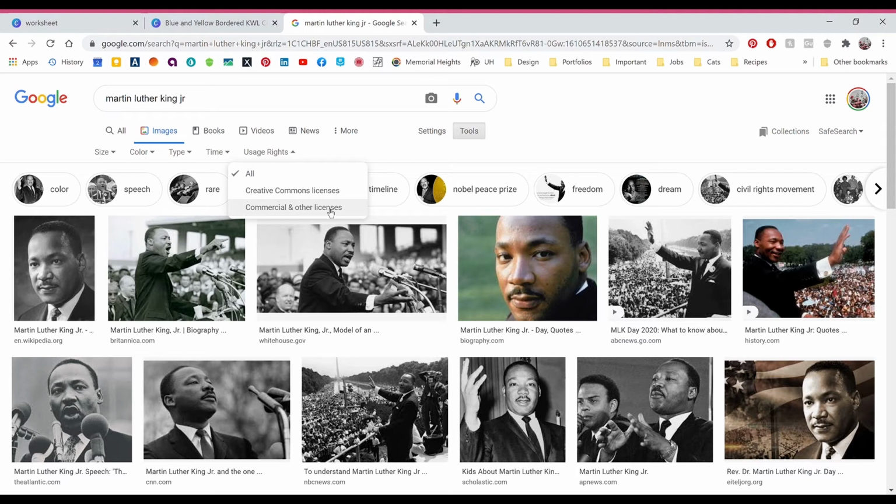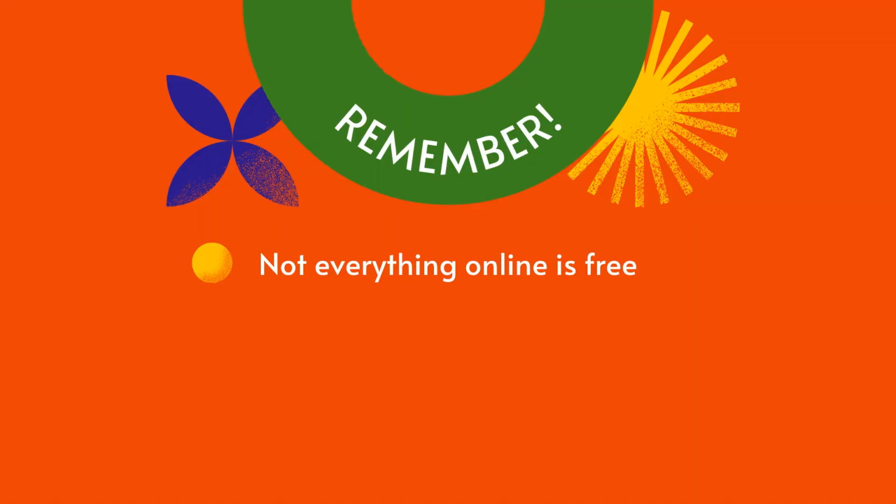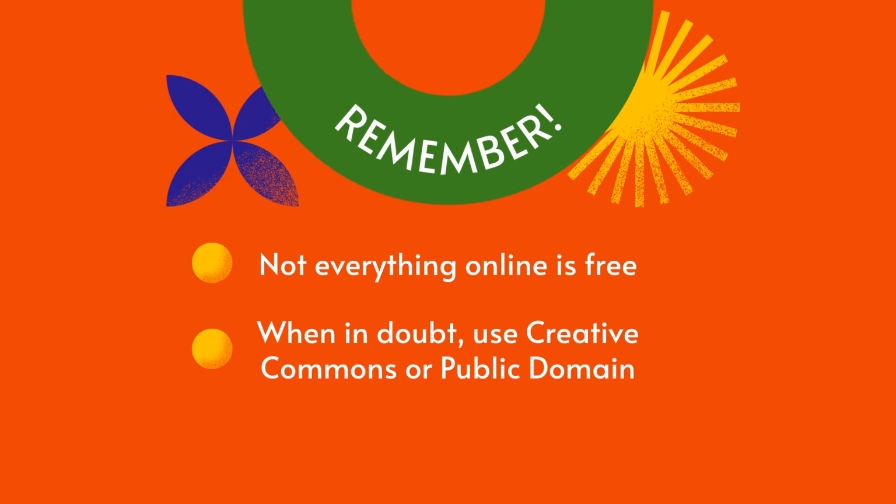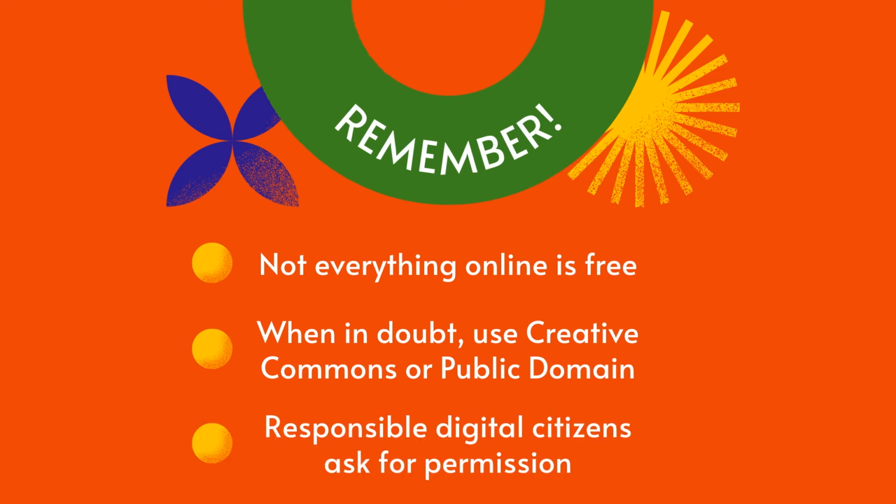Now this can all start to sound pretty complicated, but there are just a few things to remember when looking for images. 1. Not everything online is free to use. Make sure to check for sources and permissions when using other people's content. 2. When in doubt, check for Creative Commons images and content, or public domain images, which are completely free to use, distribute, and edit. And 3. Always try to be a responsible digital citizen. We're all creating and sharing on the internet and want to respect the creations of others. How would you feel if someone used your creation without permission?